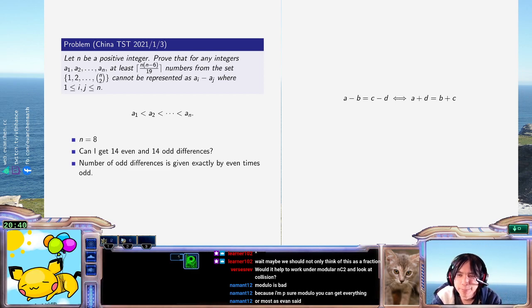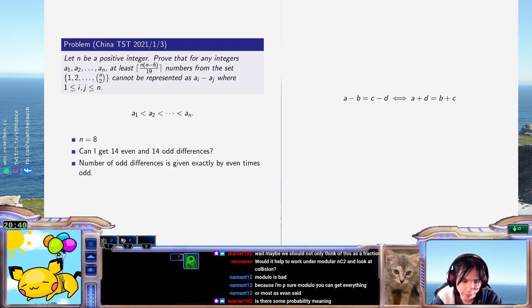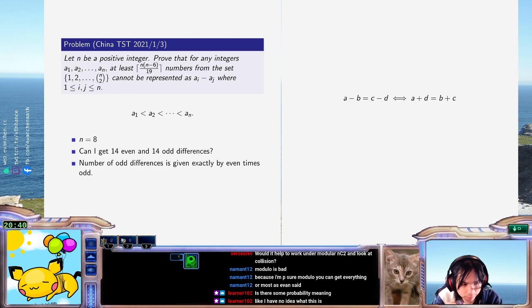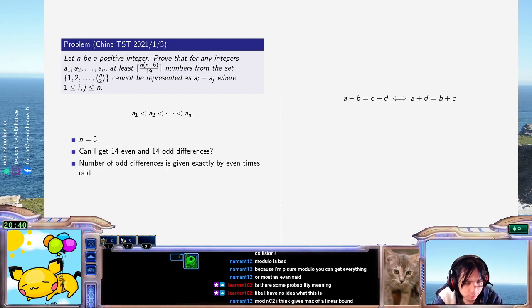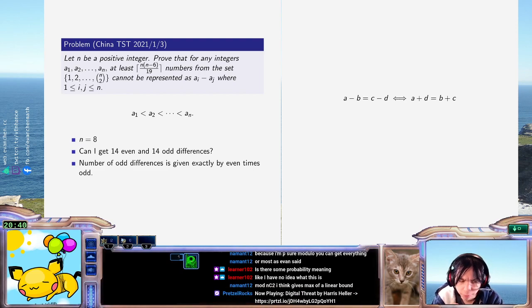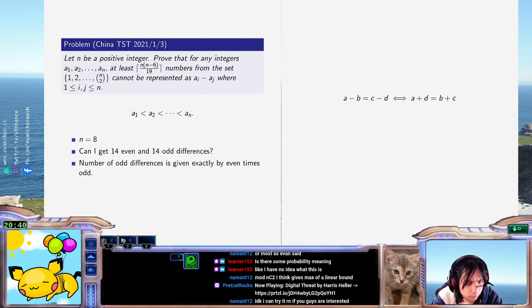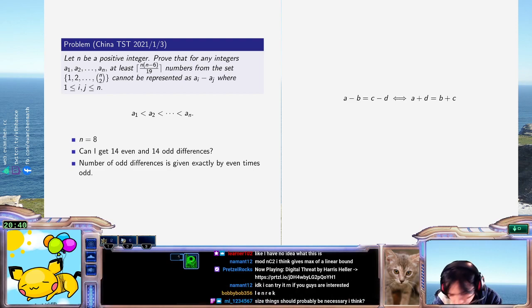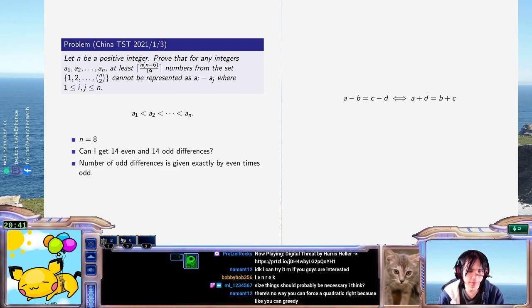Mod n choose 2 is maybe a little more promising just because that modulus is large relative to n, but I still suspect that... No, actually, I don't think that should work. Yeah, I don't think you'll get a bound that's good enough by taking a mod. I just don't think the mod argument is going to work. I feel like it shouldn't work. I can't prove it the same way I can prove it for a fixed prime, but my feeling is that it doesn't.